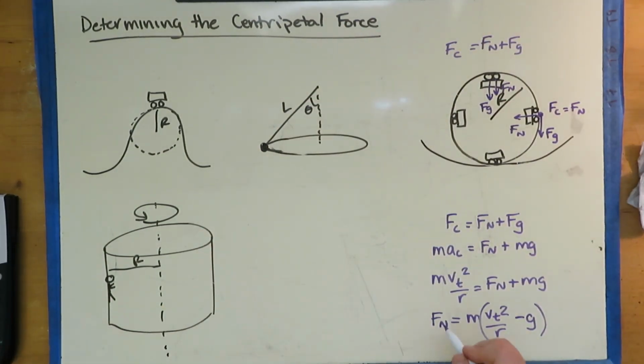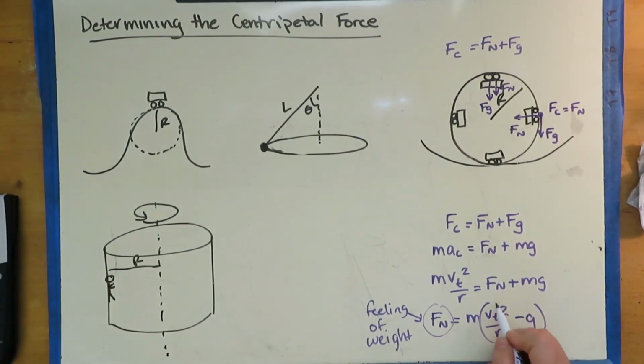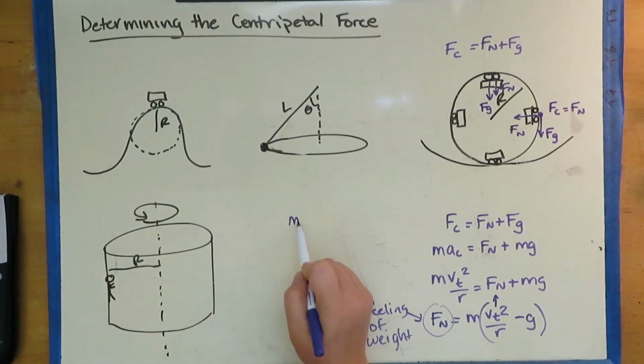Because what happens is, remember that normal force is responsible for our feeling of weight. And if you've ever been on an upside down loop like that, sometimes it feels like your stomach has dropped out, and you feel weightless. Well, your feeling of weightlessness or almost weightlessness comes from having very little normal force. So what this is telling me is the faster and faster I go, the bigger and bigger my normal force is.